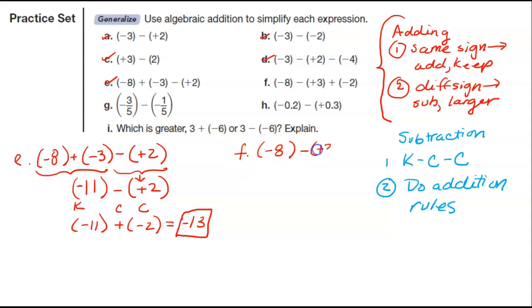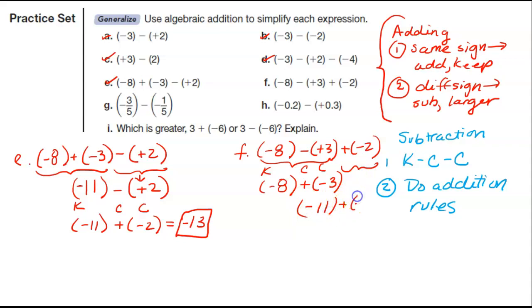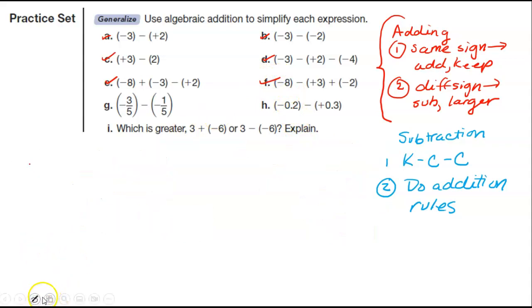-8 minus +3 plus -2. Again, we'll do these first two first. It's a subtraction problem, so it's a keep, change, change. Plus -3. Same sign, so I'm going to add, so 8 plus 3 is 11. Keep the sign, this comes down. All right, again, we have the same sign, so I'm going to add 13 and keep the sign. Okay, let's do G, H, and I.